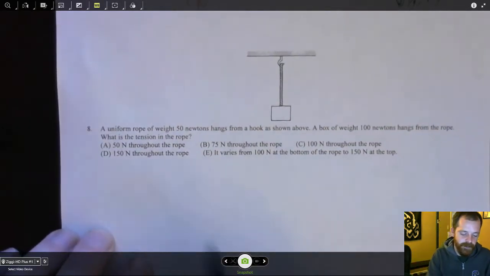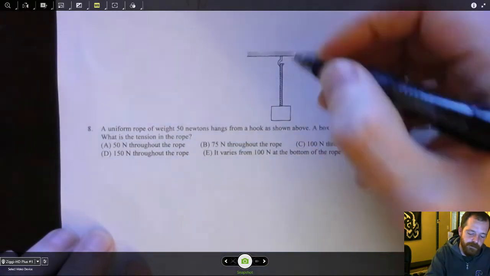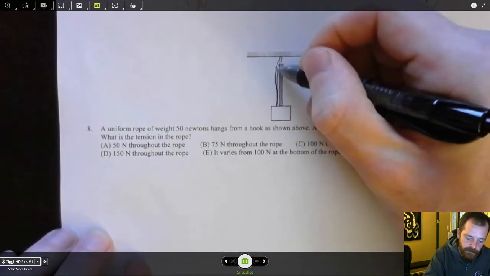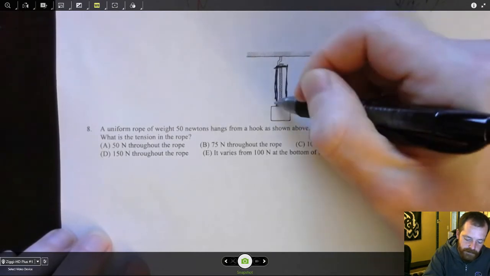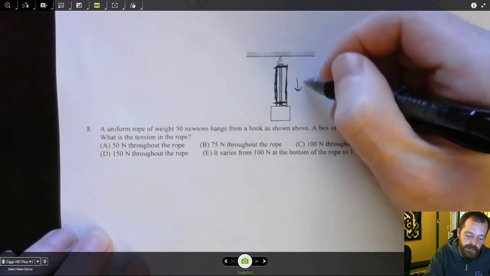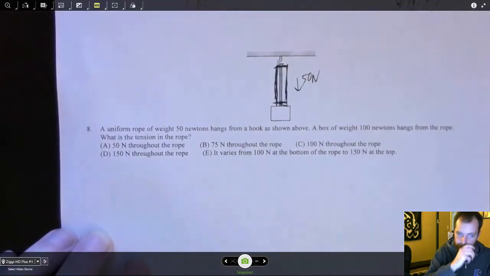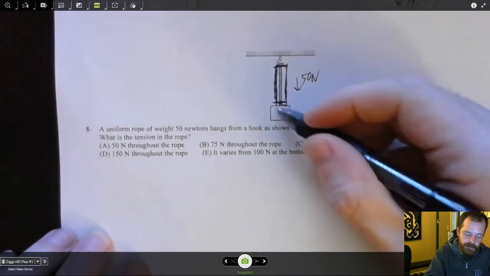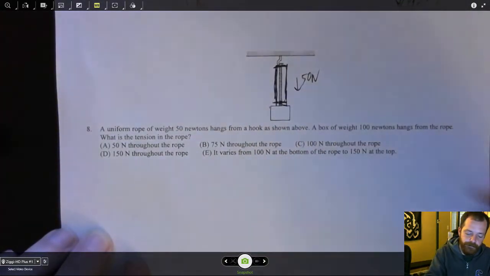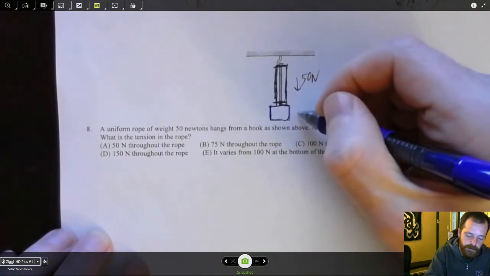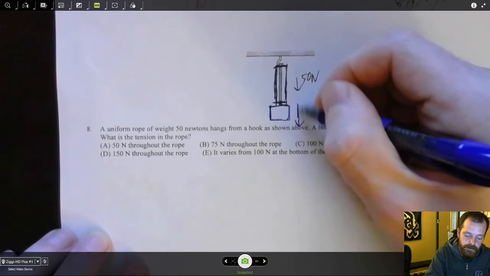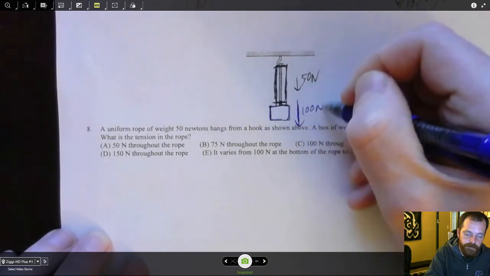But anyways, we have a uniform rope of 50 newtons. So what we have to think here is that we have two objects here. We have this rope object that has a weight of 50 newtons. And we have this box here, which is its own separate object, which also has its own weight downwards of 100 newtons. Okay.